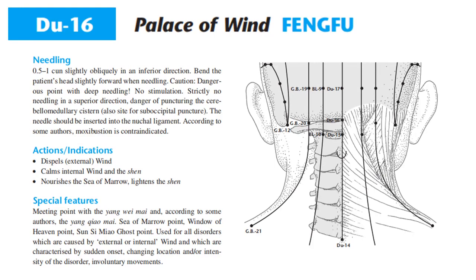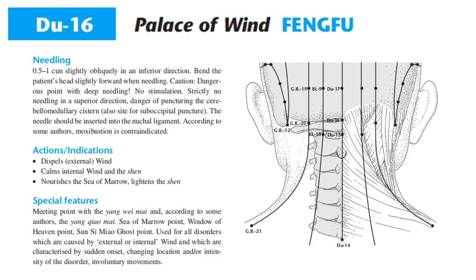The needle should be inserted into the nuchal ligament. According to some authors, moxibustion is contraindicated. Actions and indications: dispels external wind, calms internal wind and the Shen. Nourishes the Sea of Marrow, calms the Shen.